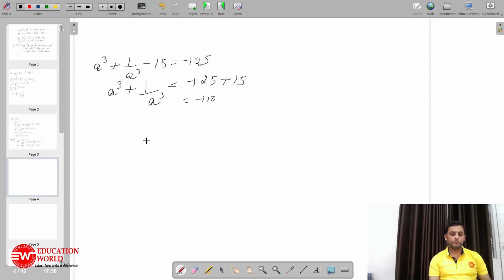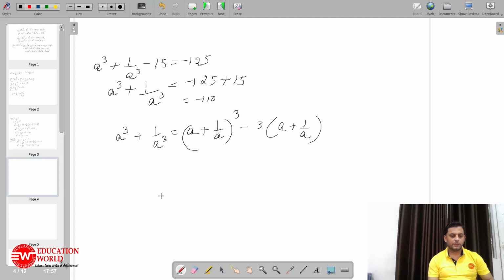So what we observe from this formula can be directly written as a plus 1 by a whole cube is equal to a cube plus 1 by a cube plus 3 times a plus 1 by a. So if we write directly like this, we can find our values. So that is another form for this one.